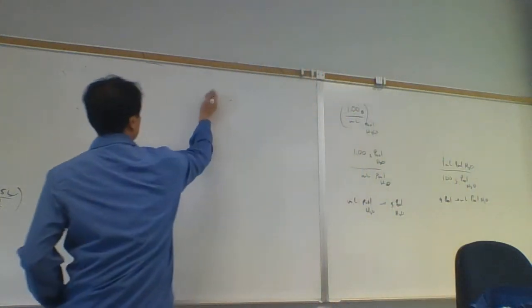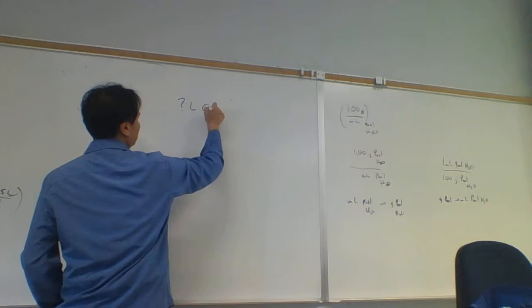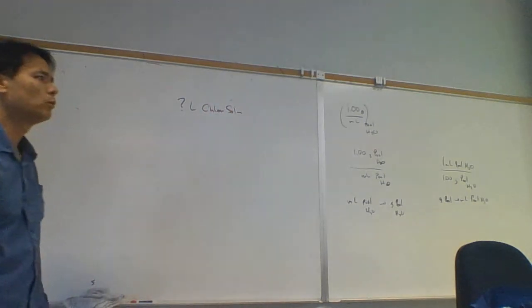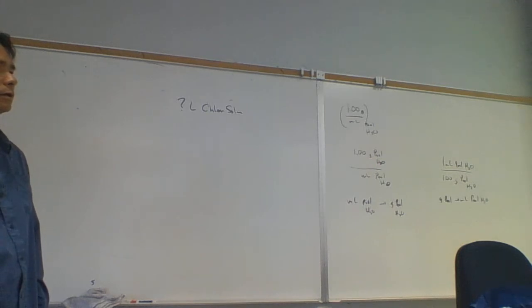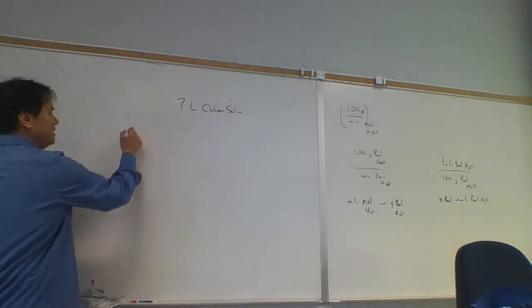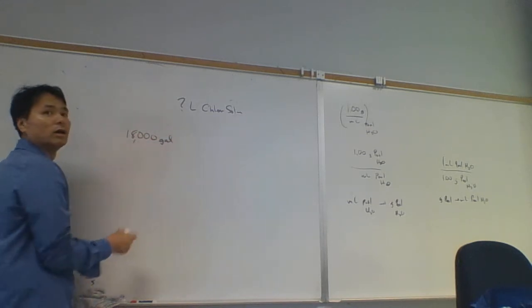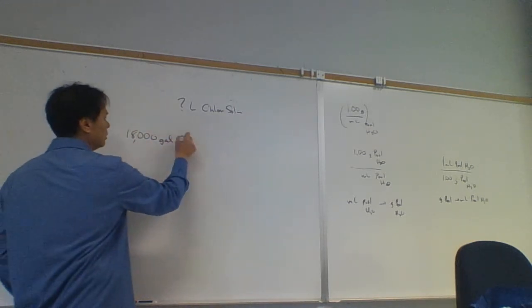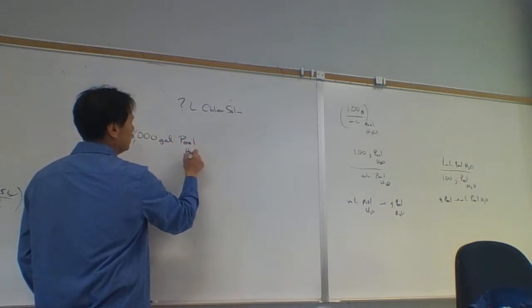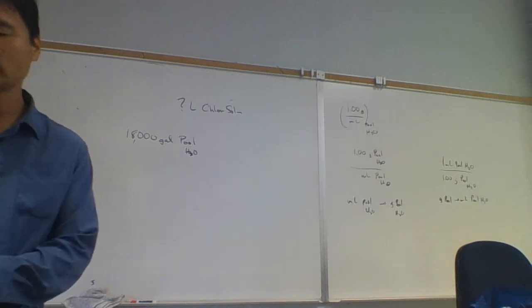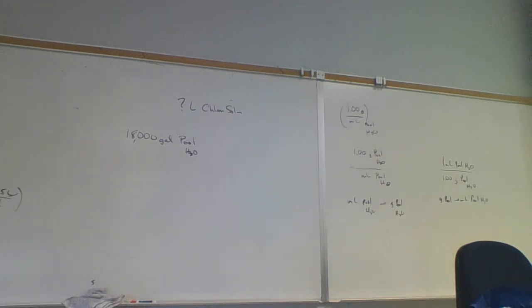So what we're after is the volume of chlorine solution. So we want the number of liters of chlorine solution. That's what we want. But what are we given here? We're given 18,000 gallons of what? Pool water. 18,000 gallons of pool water. And it's got to be at 1 ppm. 1 ppm is going to be one of our conversion factors.